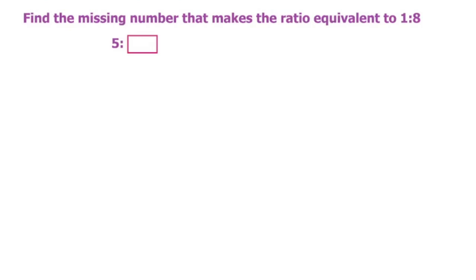In this video, we're going to find the missing number that makes a ratio equivalent. So if we have a problem like this that says find the missing number that makes the ratio equivalent to 1 to 8. And here we have 5 to something, and the something is what we need to find.